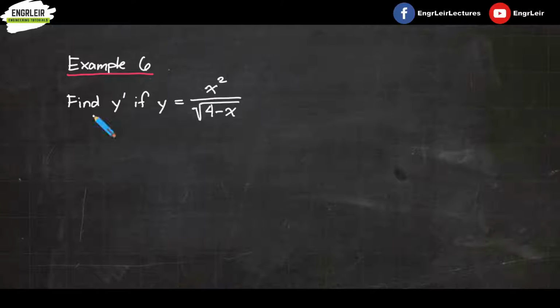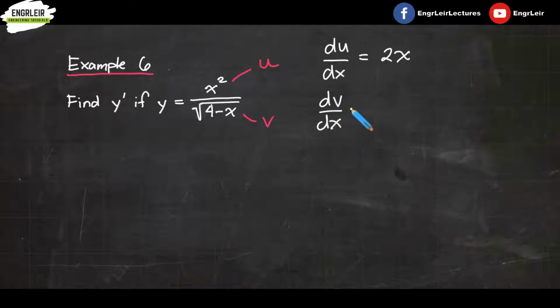So example number 6, what is the derivative of x squared over square root of 4 minus x? So as you can see, ito ang numerator, ito ang denominator. So yung du over dx, kunin muna natin, ang derivative ng x squared is 2x. Ang derivative naman nung nasa baba, so dapat sanay na tayo, that would be 1/2 ng 4 minus x raised to negative 1/2. Then times derivative nung nasa loob, which is 0, then negative x, so minus 1. Okay, so ito yung mga derivative natin.